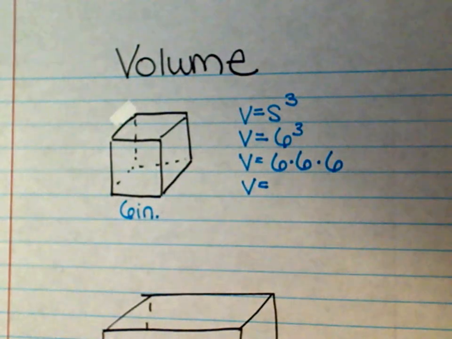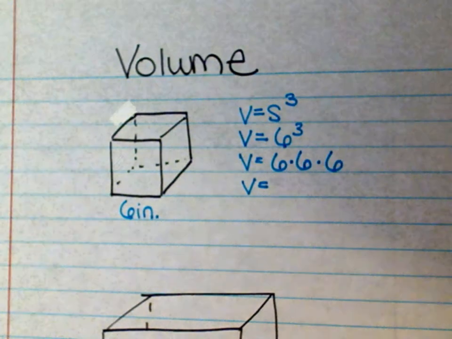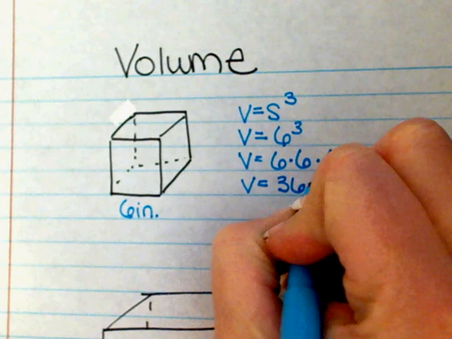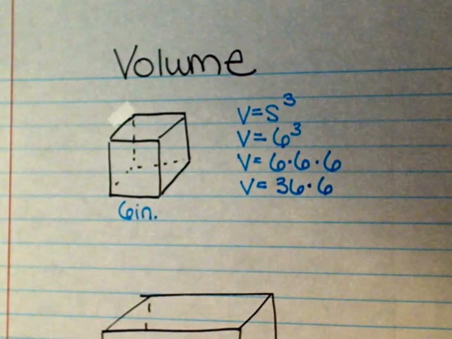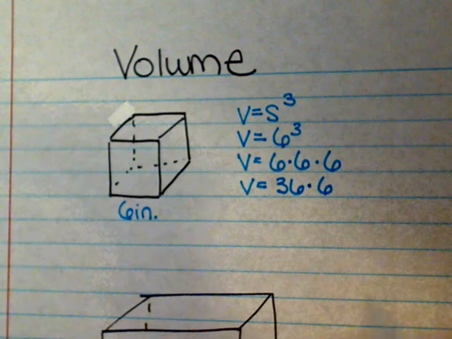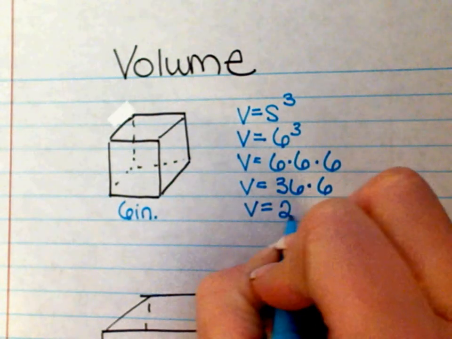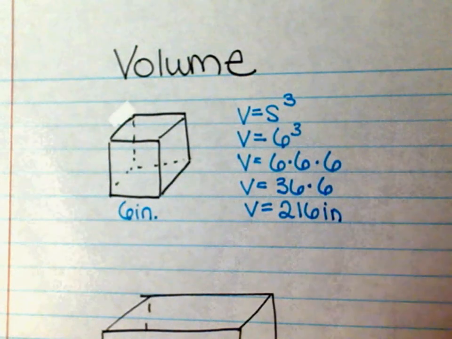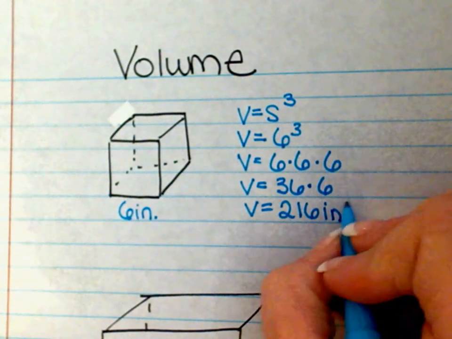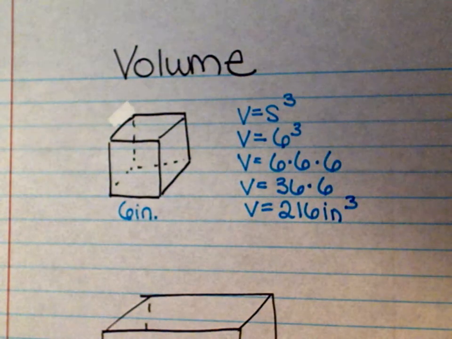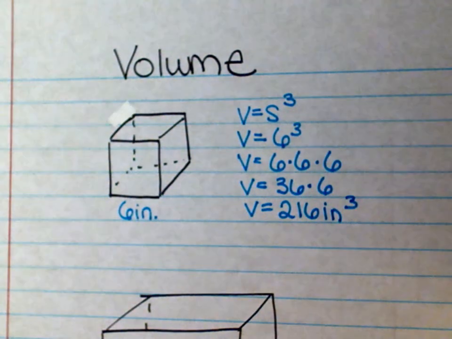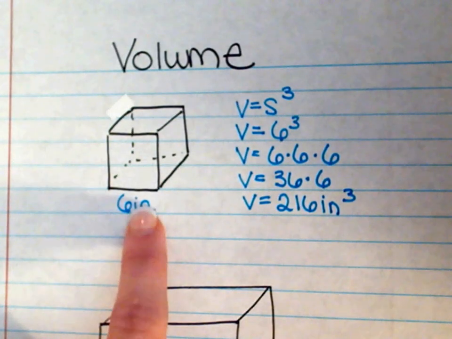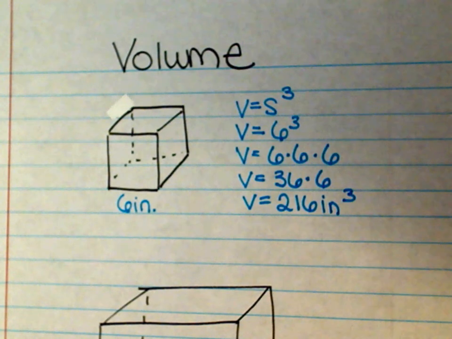So I'll start off with 6 times 6, which is 36. But I still have to multiply the other 6. 36 times 6 is 216. Unit of measure is inches. The way we show that this is volume is we put our cubed. That means that the inside of that tissue box, as we said it might be, is 216 inches cubed.